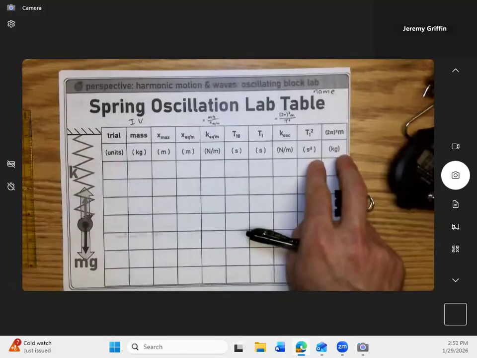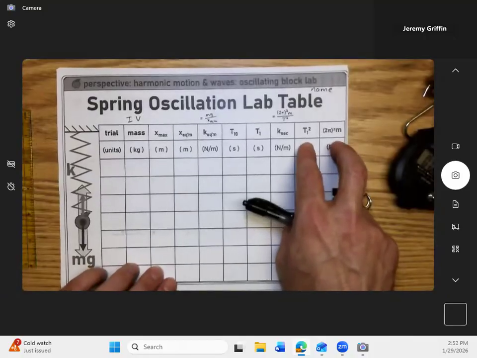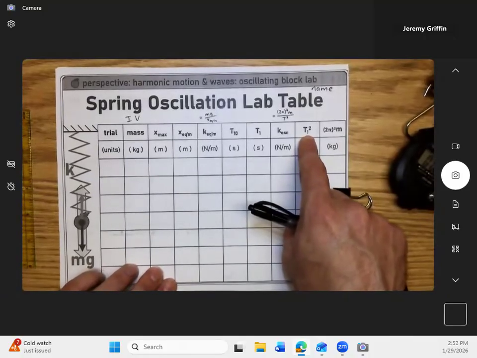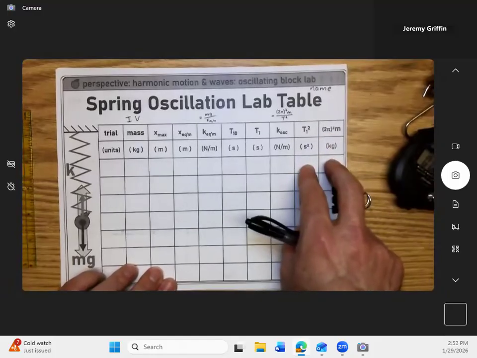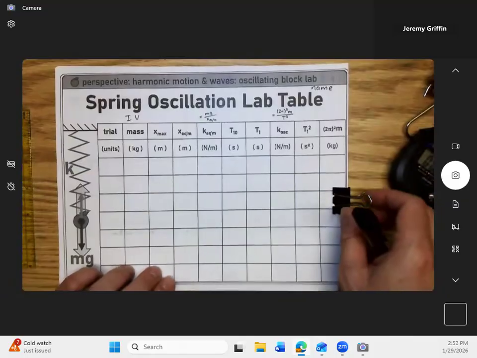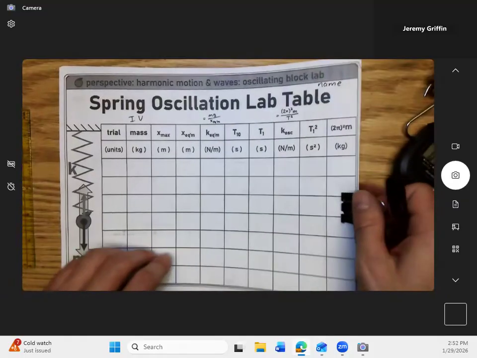So, last couple columns here. These are manipulated axis columns. You guys see I'm telling you to square the time period and also take 2 pi quantity squared times the mass. So these should just be numbers. I gave you the units. You guys do that, right? And what are we doing with that?